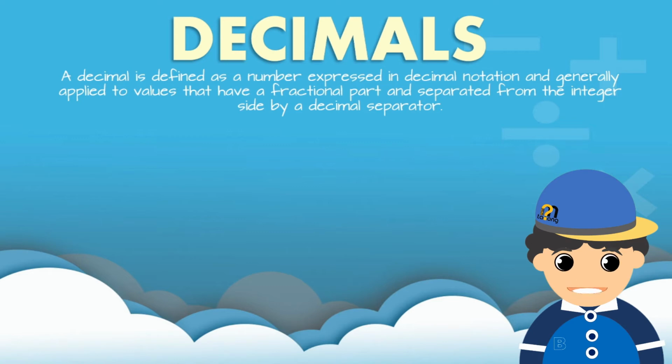Si decimal numbers at si whole numbers are so alike. Parehas lang mga digits na ginagamit kapag sinusulat sila. That's why the mathematician used decimal separators, which is decimal point, to separate a whole number from decimal number para ma-identify natin which is decimal number and which is whole number.